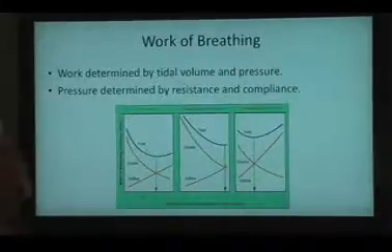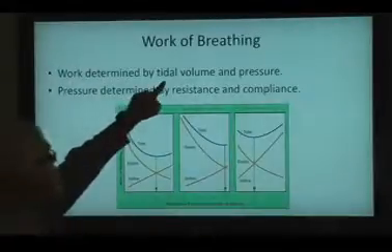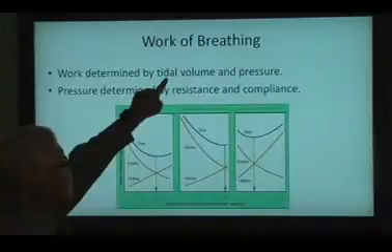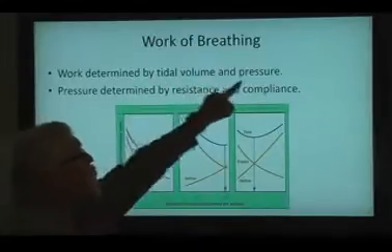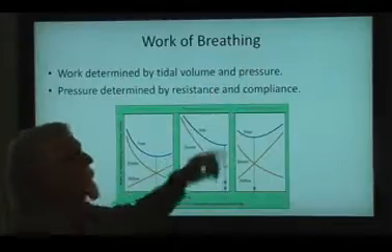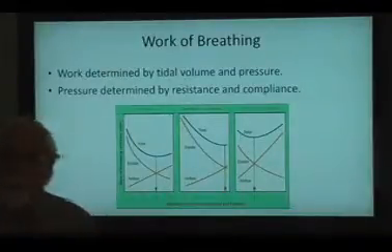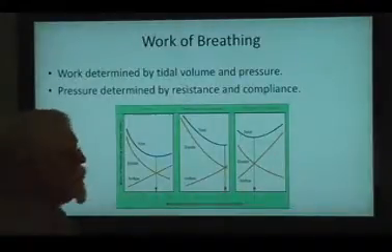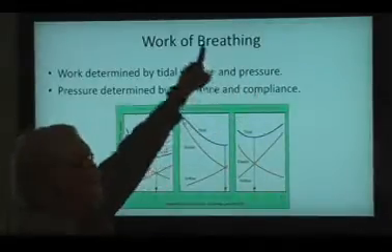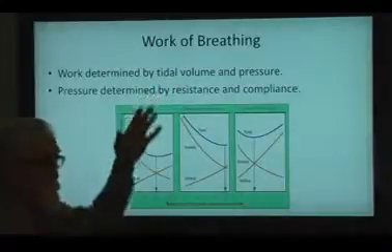We can also put this together into the concept of work of breathing. Work is determined by tidal volume and pressure. If you breathe at a higher tidal volume, your work of breathing will be greater. If it takes more pressure to get gas into the lungs, your work of breathing will be greater. And pressure is determined primarily by resistance and compliance, as we had already discussed. So in a patient with stiff lungs, there will be a high work of breathing. In a patient with a high airways resistance, there will be a high work of breathing.